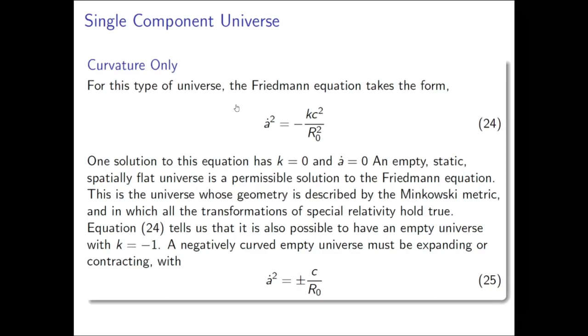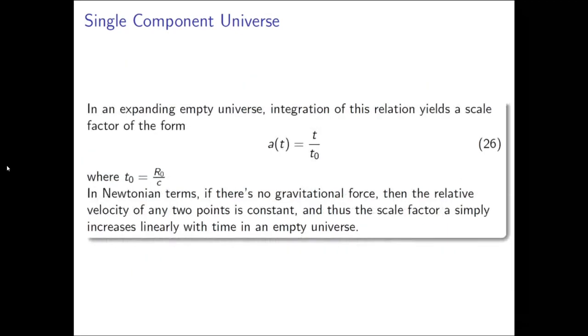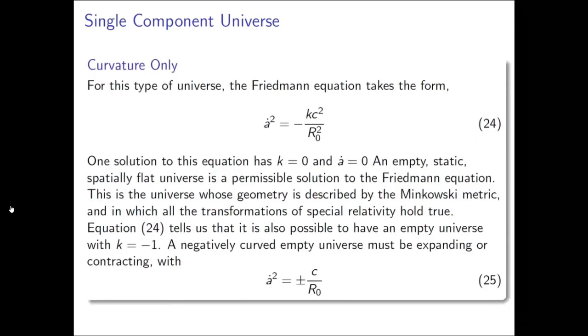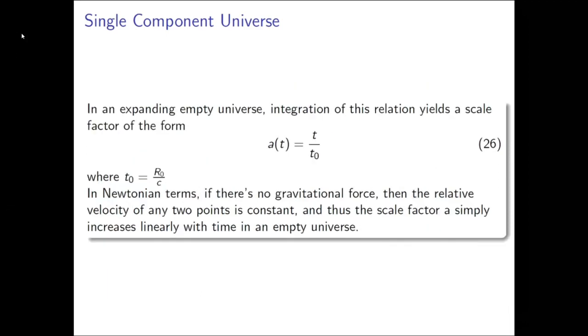So for a negatively curved expanding universe, you have the given equation a dot square equals plus or minus c by r naught, since that k value is taken to be +1. Sorry, -1. My bad. So in an expanding universe, the integration of equation 25 leads us to equation number 26, that is a of t equals t by t naught, where t naught is equal to r naught by c.